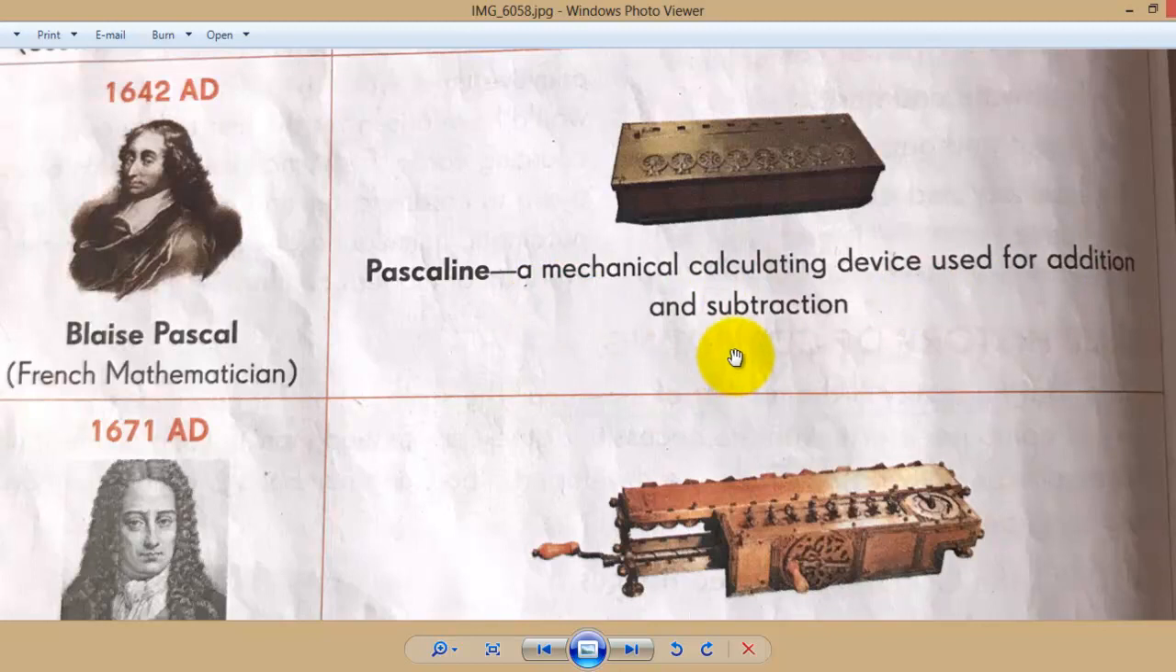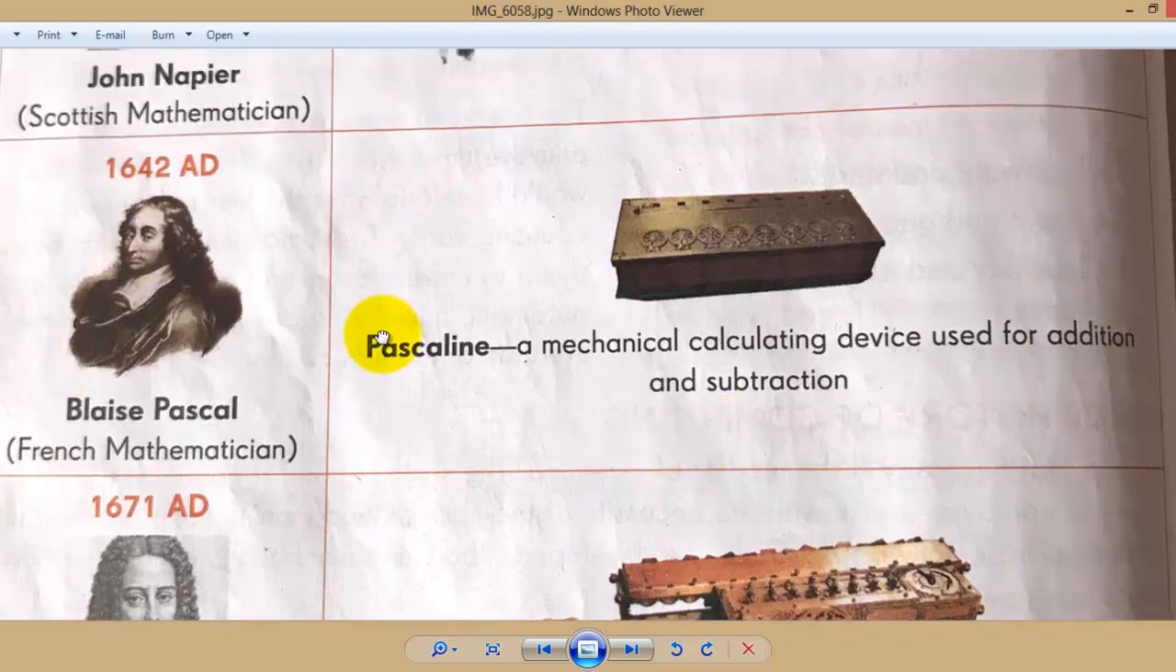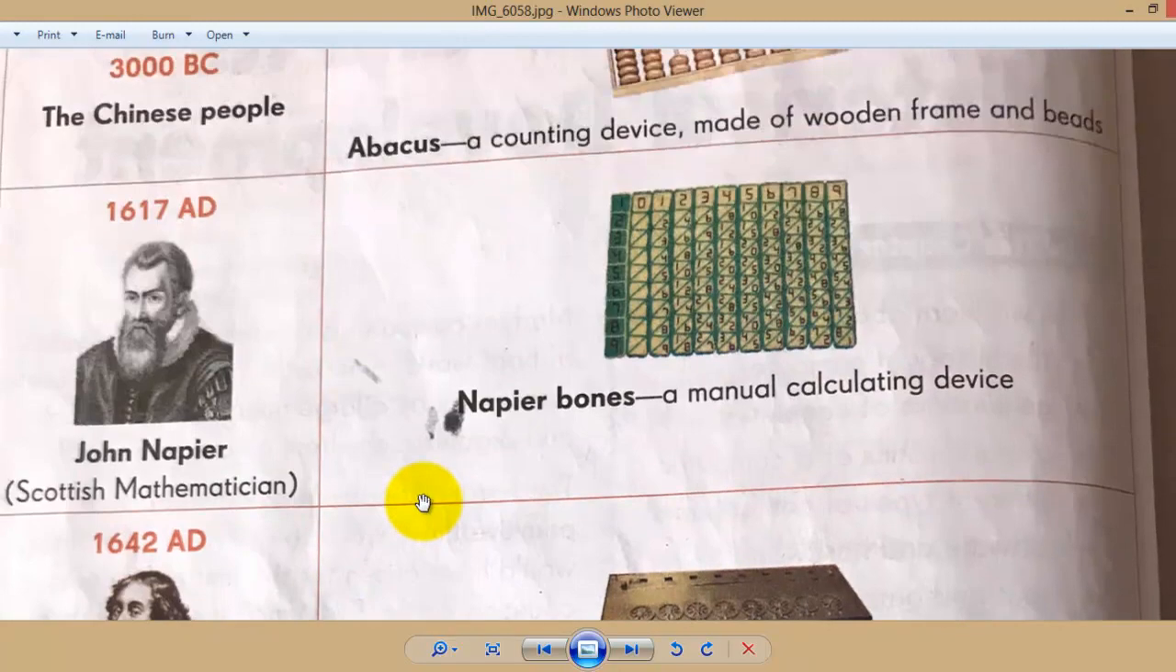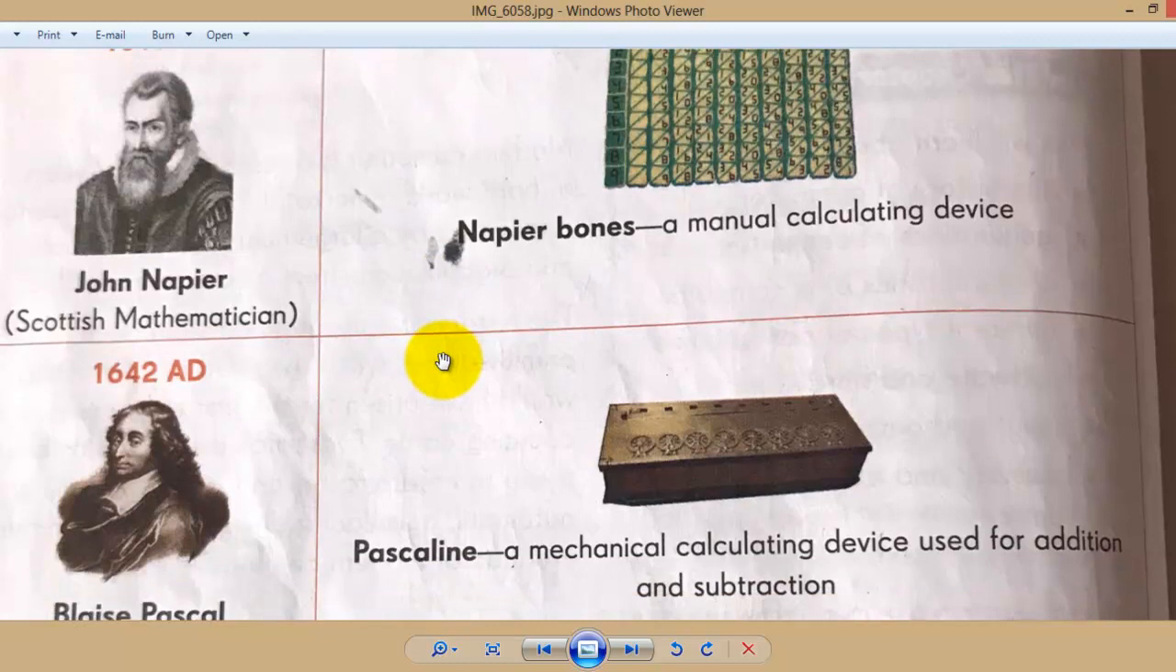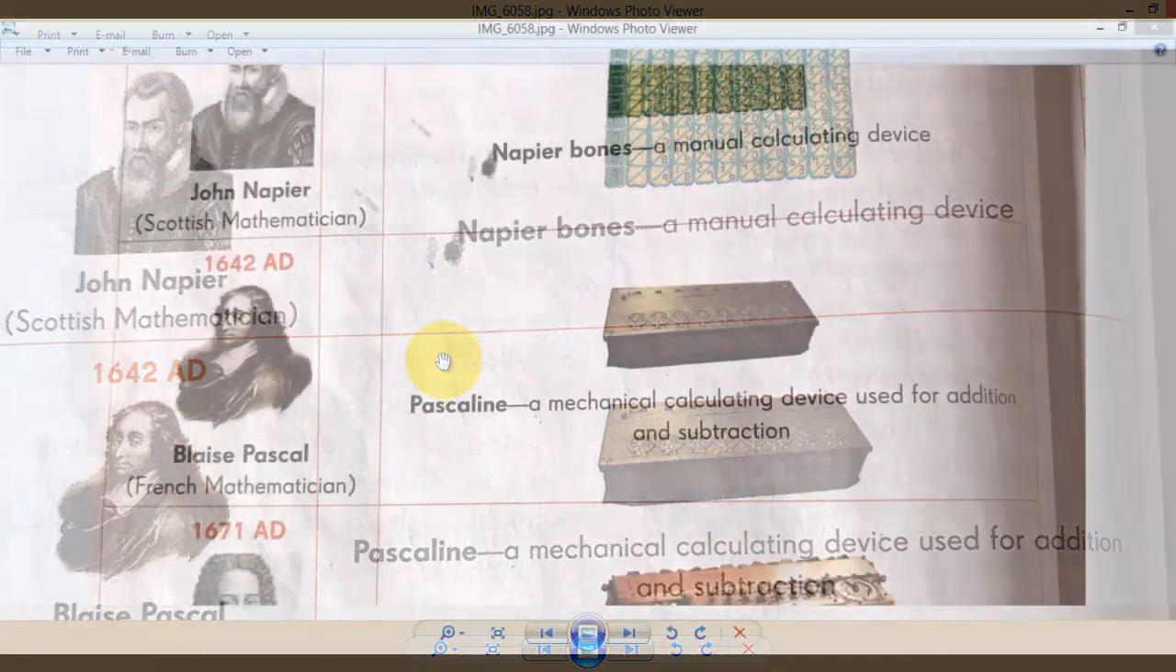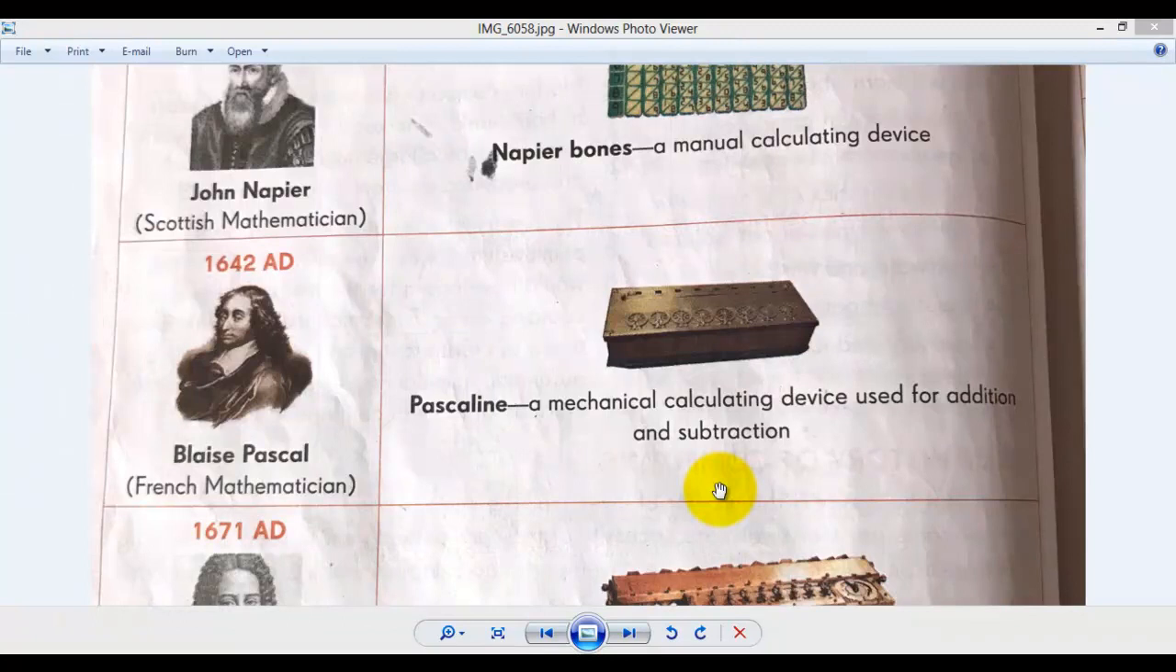It can do calculation only, addition and subtraction. That is in 1642. Before that is 1617. There is a year's gap. Between this year's gap, many devices have been developed, but only the one that is Pascaline, the one which they have shown in our textbook.